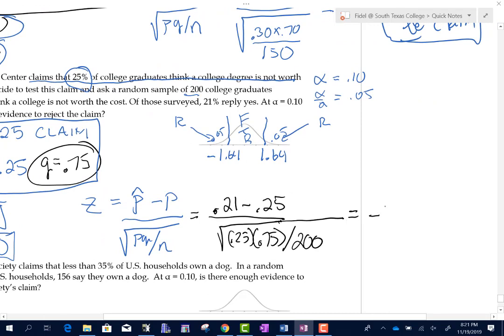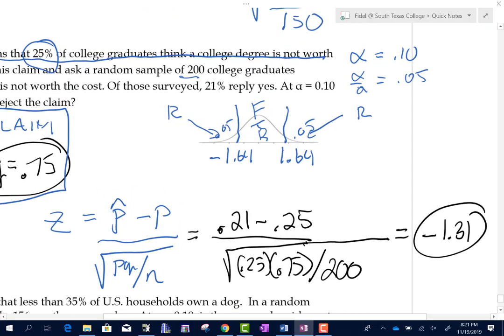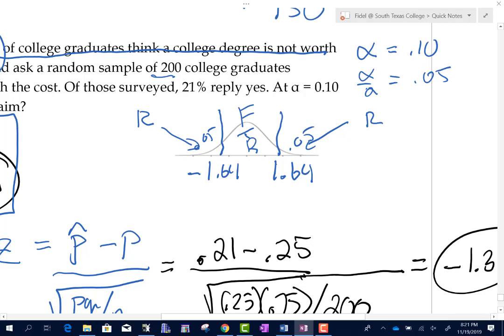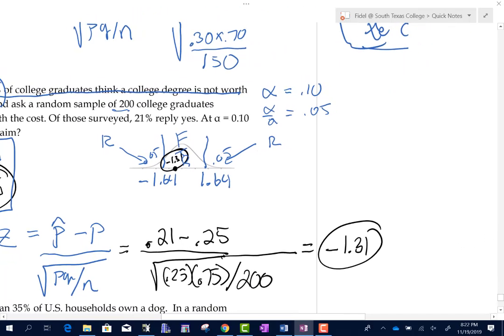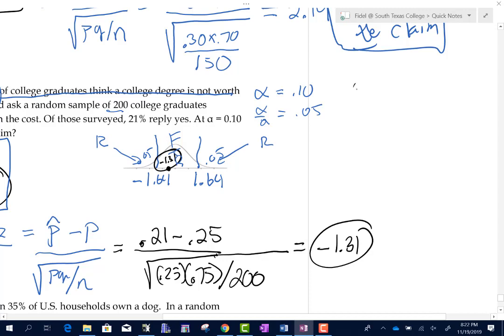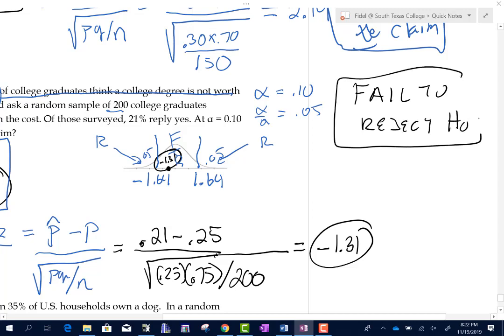So, negative 1.31. Okay. So, guys, where would that negative 1.31 fall? In the fail to reject, right? So that negative 1.31 is going to be somewhere right about there, right? Okay, it's going to be in the middle. So guys, right here we're going to say fail to reject the null. Right?